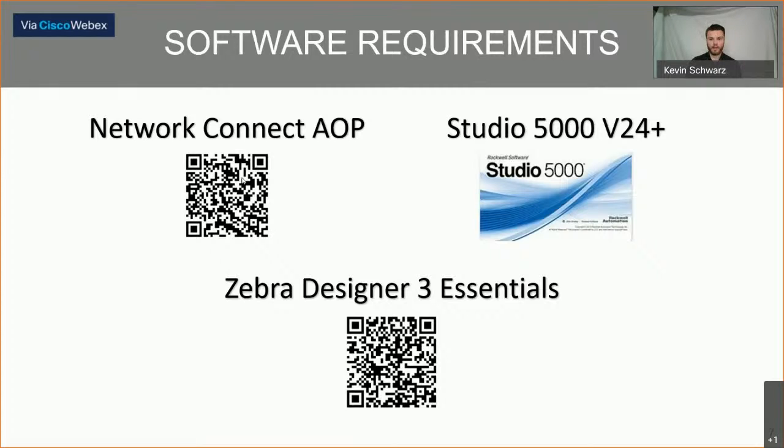So the NetworkConnect AOP allows you to obviously install the printer into Studio 5000 and allows you to select it for your project and create it and assign it a printer just as you would any I/O block or anything that you're adding to your Studio 5000 project. You are also going to need Studio 5000. We recommend version 24 and up.